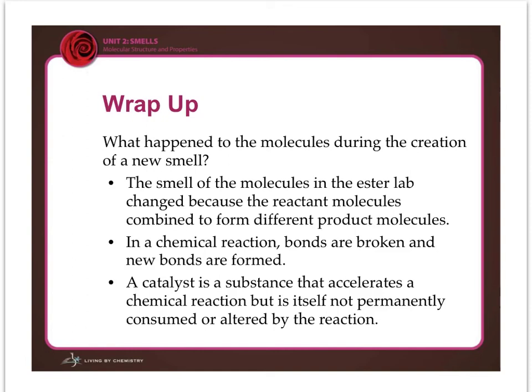What happened? Well, we had individual smells of the reactants, and when we mixed them together with a catalyst, we formed a new product. And there was evidence of a chemical change because they formed a different smell. A new smell was created. In a chemical reaction, bonds are broken and new ones are formed. And those new ones told us that there was a new smell.